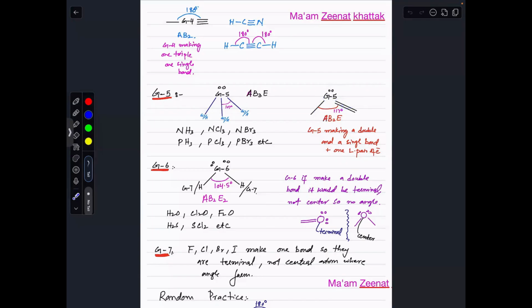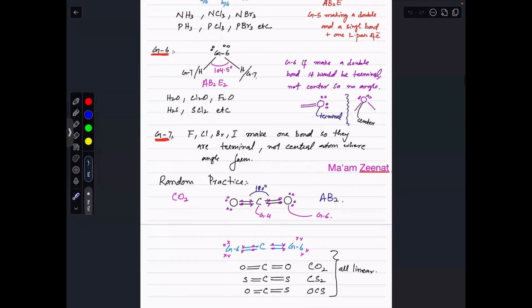So this is AB2E, right? Group 6, making 2 single. Group 6, keep in mind, 1, 2, 3, 4, 5, 6. It can make 2 bonds. Now there is possibility, 2 single or 1 double. If it is 1 double, it's terminal, not making a bond. Group 7 can make 1 bond, so it's always at the terminal, not the central atom.